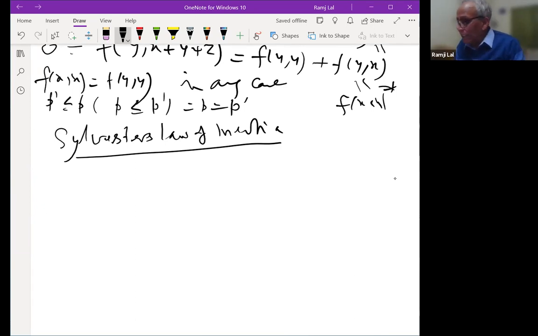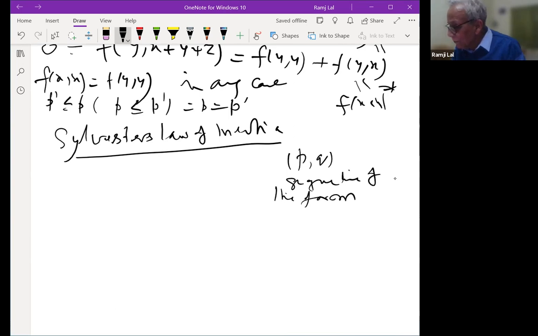and Q, and this PQ is called the signature of the form.